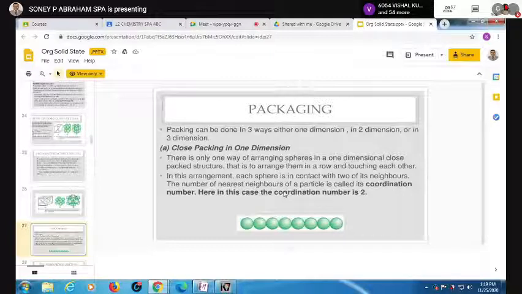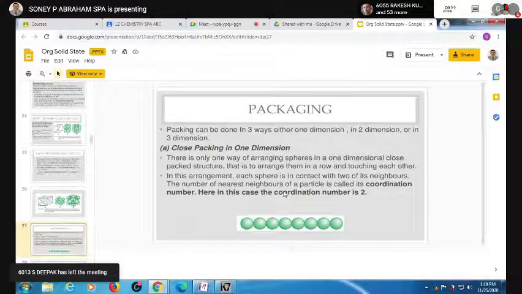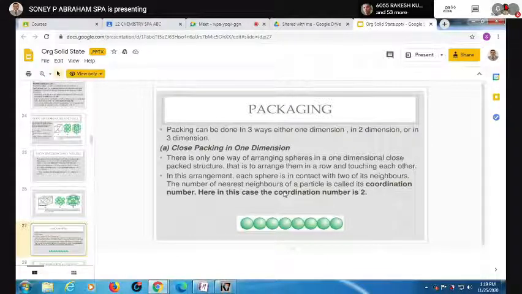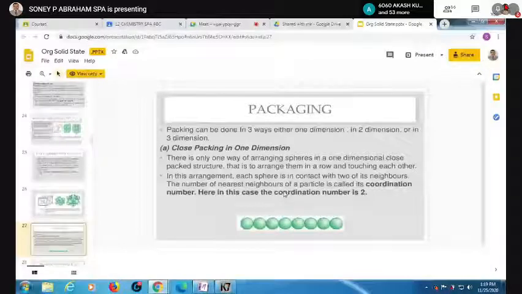Let me say 5 balls are given to you. How will you arrange these 5 balls in 1 dimension, along the x-axis, y-axis, or z-axis, so that you leave minimum spaces between them? In a line. You have to arrange them in a line, and in a line these balls have to touch each other. So this is the only possible arrangement.